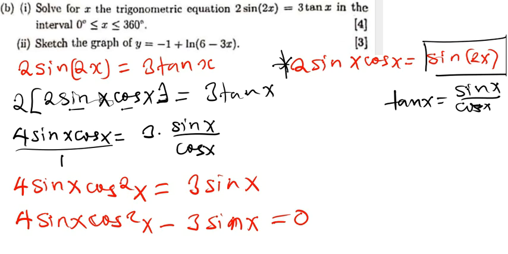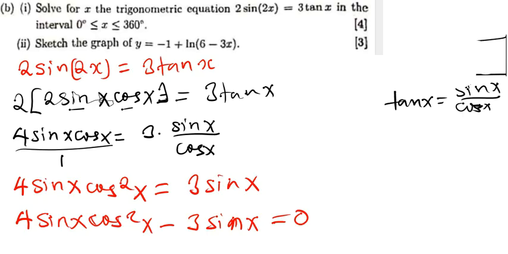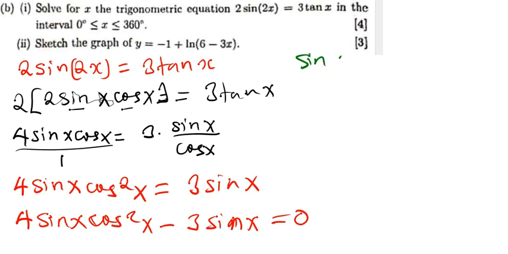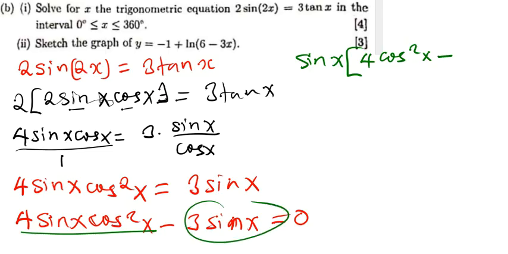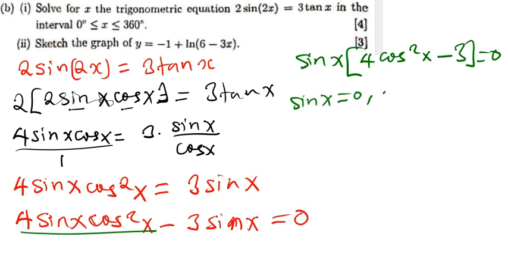When I reach this point, I can factor out the common thing, which is sine x in that case. So I'm going to factor out sine x, open brackets. If I factor out sine x, I'll have 4 cos squared x minus, here I will remain with just 3, so I'll have 3 is equal to 0. That would mean sine x, what is outside, is equal to 0, comma, 4 cos squared x minus 3 is equal to 0.